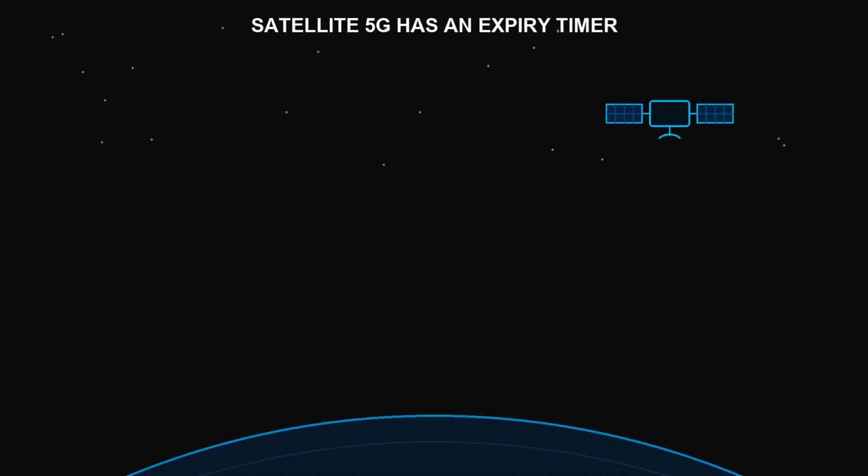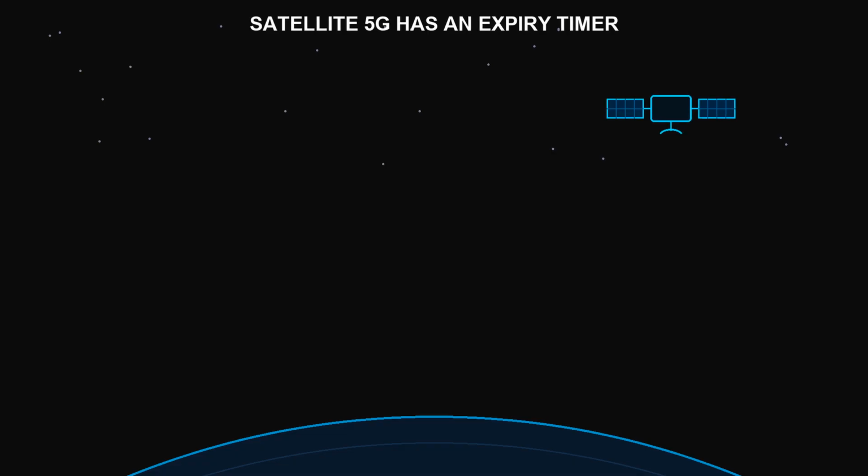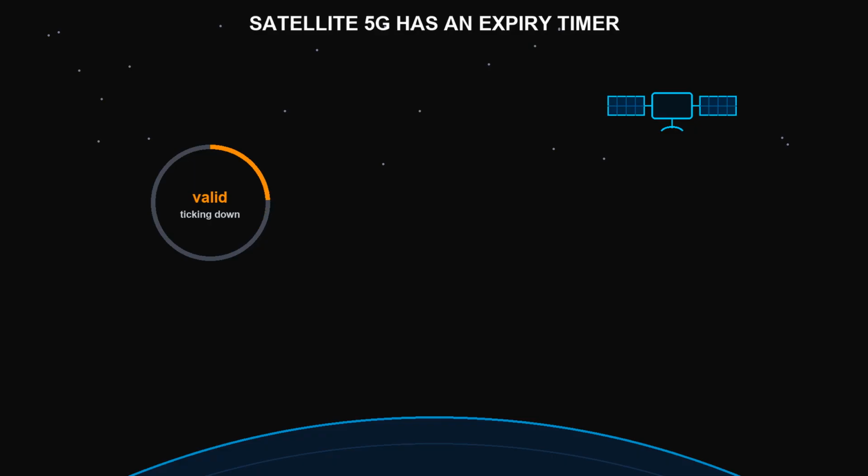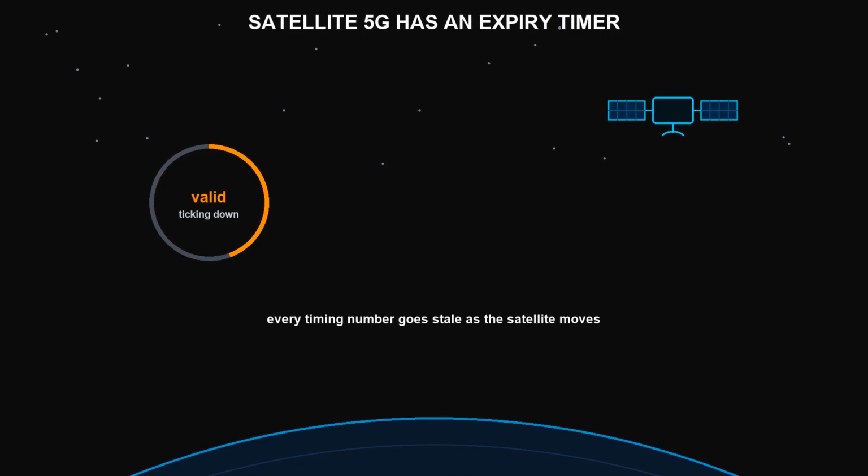Across this whole series, your phone has been computing its own timing to a satellite. Where the satellite is, how far away, how much to advance every transmission. But there's a catch we've quietly skipped. Every one of those numbers has an expiry date. A satellite is moving, so the moment your phone calculates its timing, that answer is already going stale. So how long can your phone trust its own math before it has to refresh?